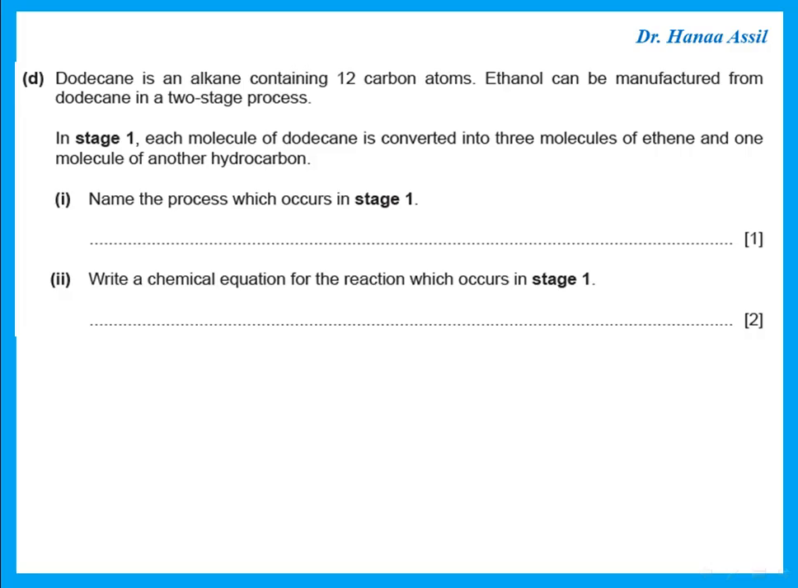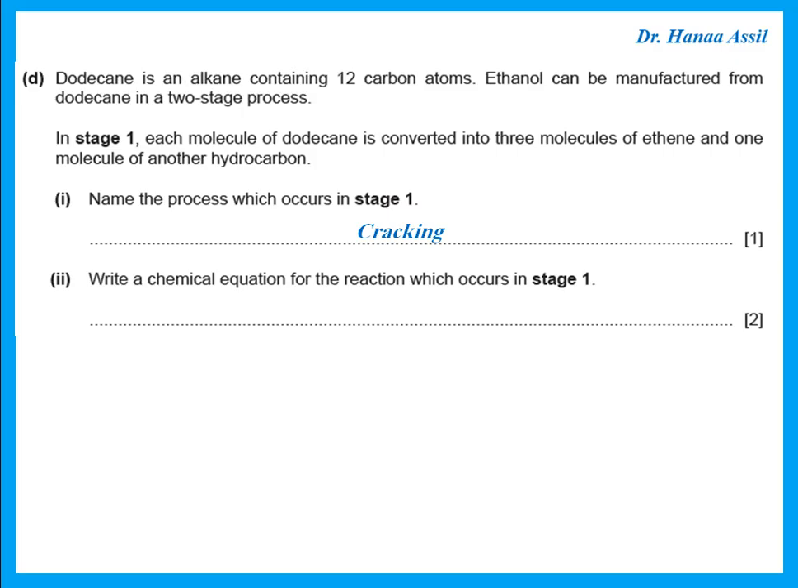Dodecane is an alkane containing 12 carbon atoms. Ethanol can be manufactured from dodecane in a 2-stage process. In stage 1, each molecule of dodecane is converted into 3 molecules of ethene and 1 molecule of another hydrocarbon. Name this process when I break something that has 12 carbon atoms into smaller molecules. This is called cracking.